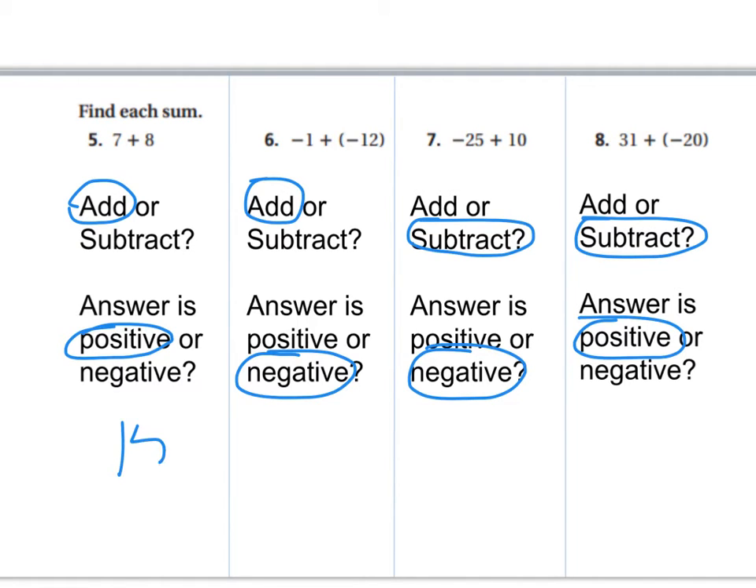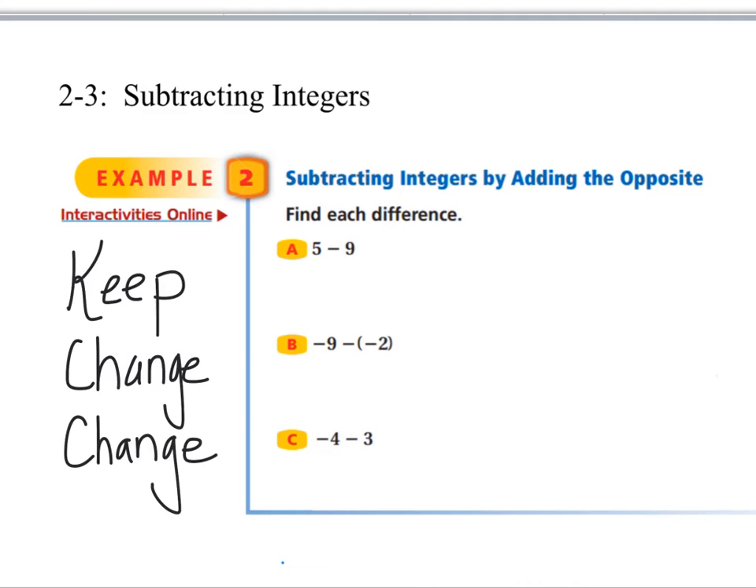This is going to be a 15. This is going to be a negative 13. This one right here, I'm finding the difference, so it's going to be 15 and negative 15. And this one, finding the difference, is going to be 11, and it's going to be positive, so positive 11.